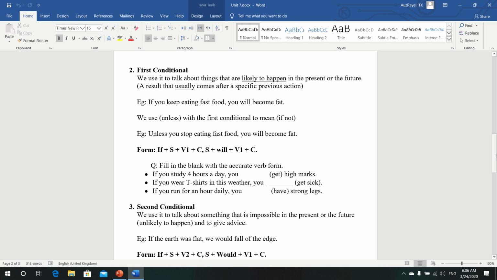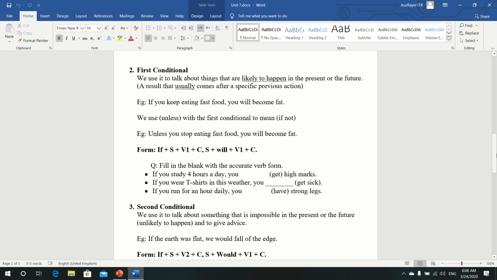Now, right now, I'm not talking about the fact that people who study hard pass the exam. Right now, I'm telling a specific person that if he studies hard, he will pass the exam. Maybe he doesn't study right now, and I'm telling him that if he studies hard, there is a big chance for him to pass the exam, or a huge chance for him to pass the exam. So next we will take a question, fill in the blank with the accurate verb forms, okay?